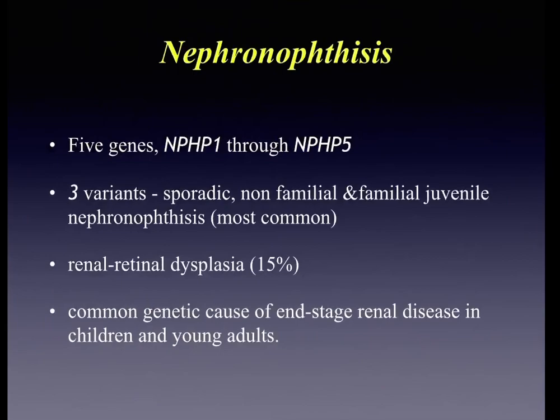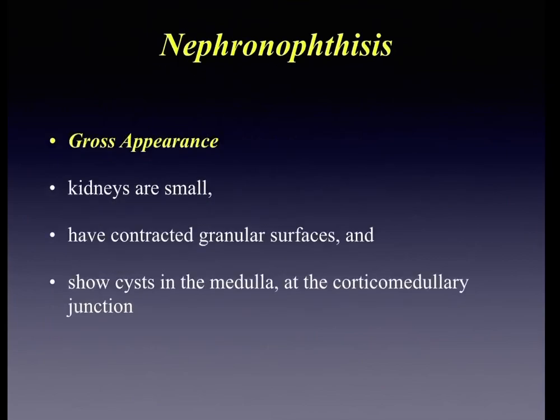This again is due to mutations in various genes, and depending on that there are 3 variants: sporadic, familial, and non-familial. The familial juvenile one is the most common variety. It can be associated with retinal dysplasias. This again is one of the common genetic causes of end-stage renal disorder, especially in children and young adults.